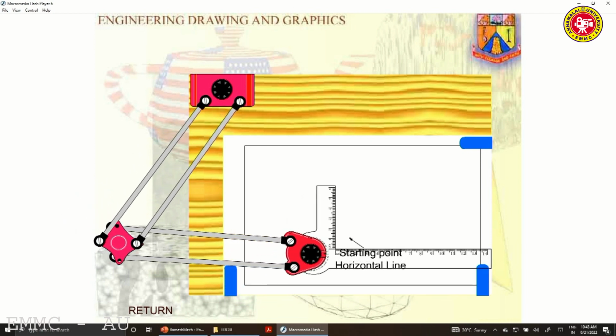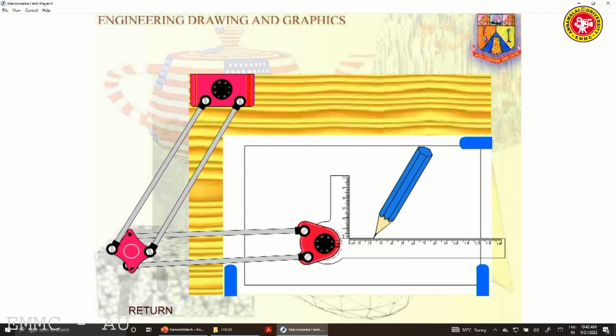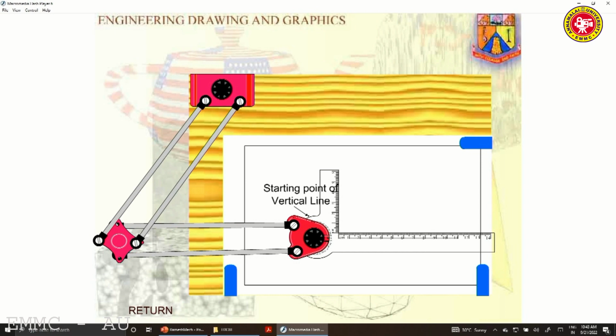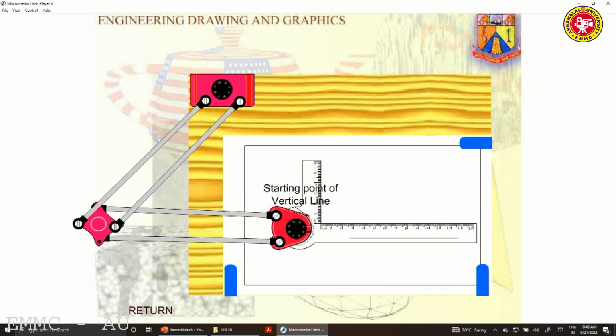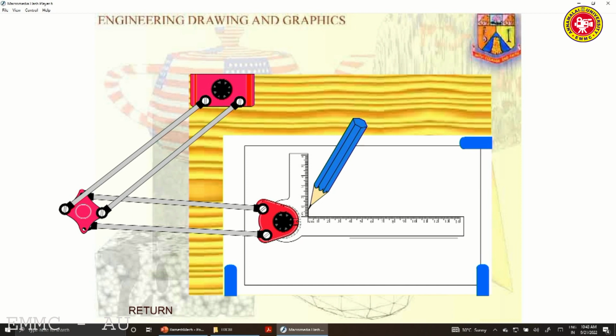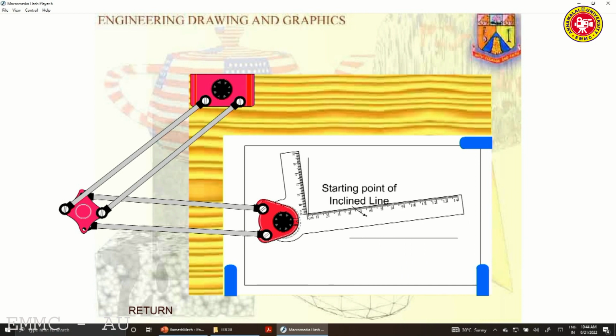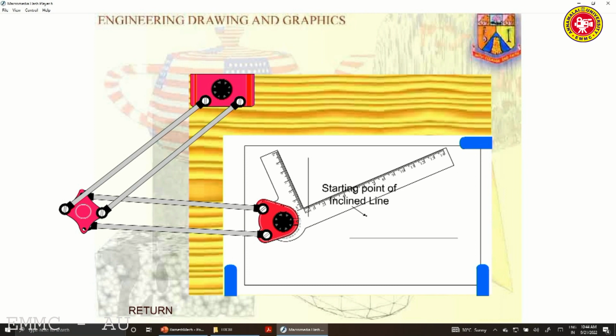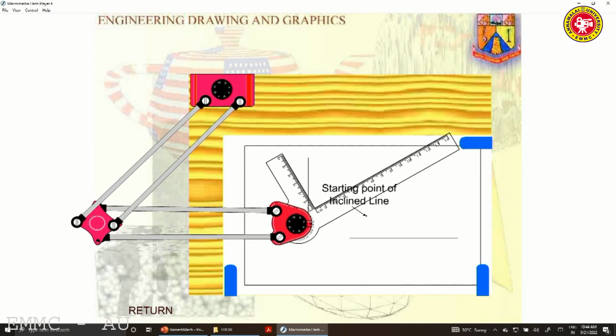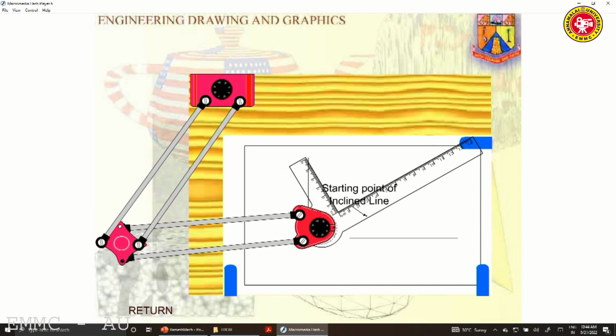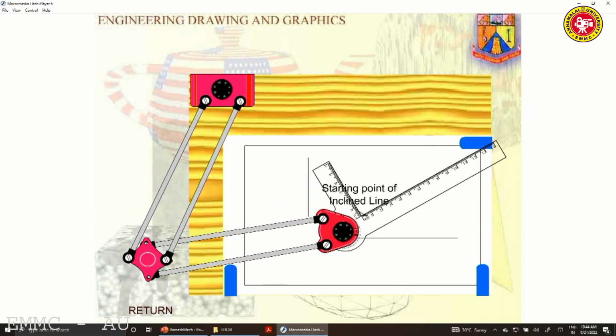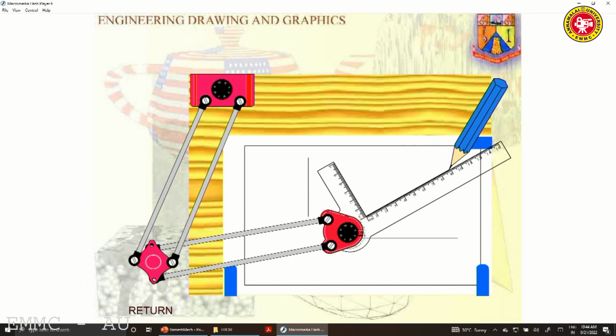Now we have to draw a horizontal line by keeping the starting point of the horizontal line. Then you draw the horizontal line. Similarly for vertical lines, you give a vertical line starting point. Then by using the vertical scale of the mini drafter, we draw the vertical line. Try to see this. And for an inclined line, you have to rotate the mini drafter scales to a particular angle and draw. Here you have to look, there is some angular division. So by knowing the divisions and setting a particular angle, then draw an angled or inclined line.